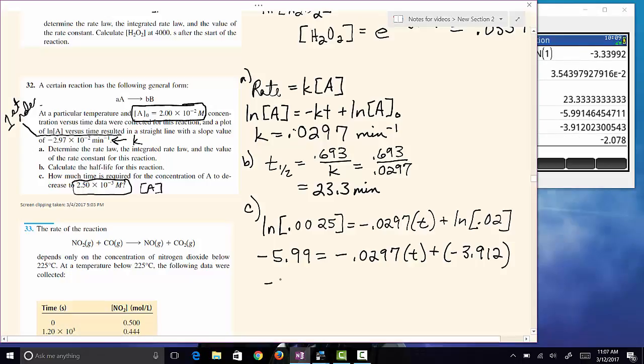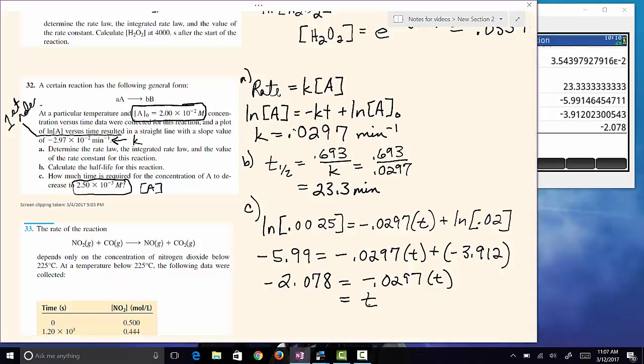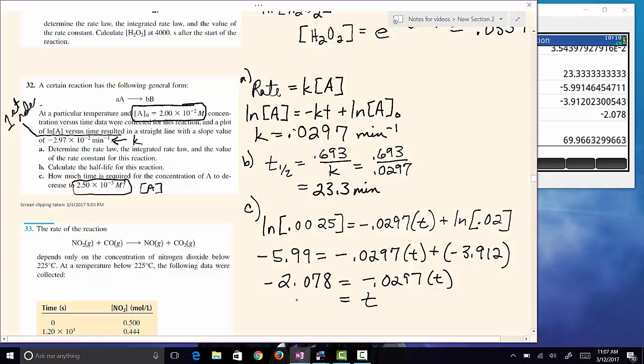And so I get negative 2.078, and that's equal to minus 0.0297 times t, which will give me a time of, let's see, I'm going to divide that by negative 0.0297. So I'm getting a time of about, we'll just round it and say about 70 minutes. All right, so that's part C.